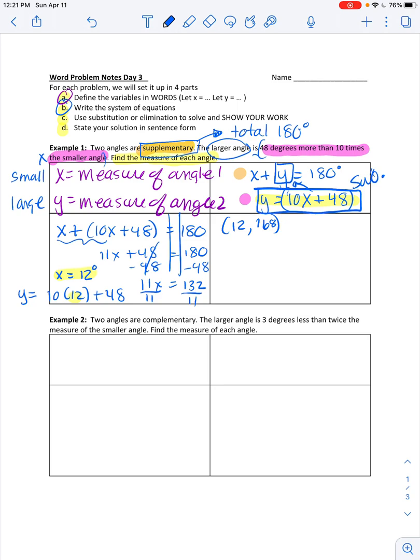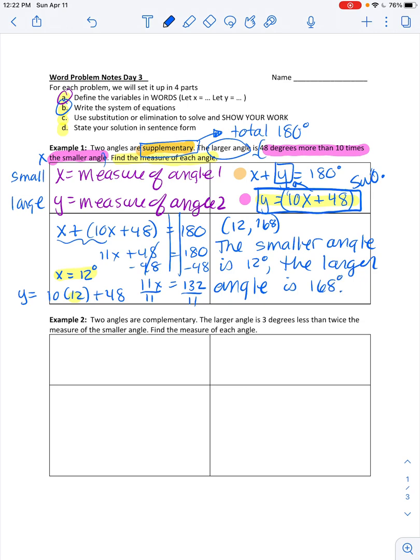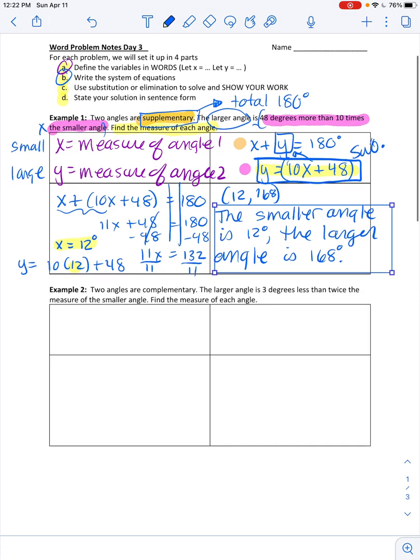So when I answer their question, the question says to find the measure of each angle, I would say, and I'm answering as a sentence, the smaller angle, which is the one we used x to represent, is 12 degrees. The larger angle, which we were using y to represent, is 168 degrees. So this is actually my answer to the problem, and everything else is the work that gets me there. All right, let's try again.